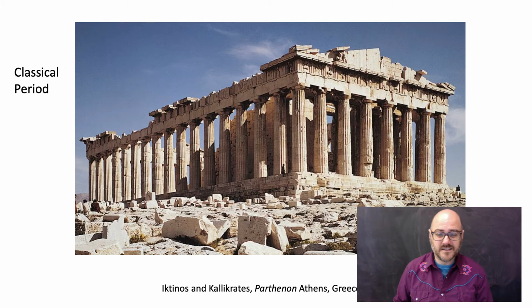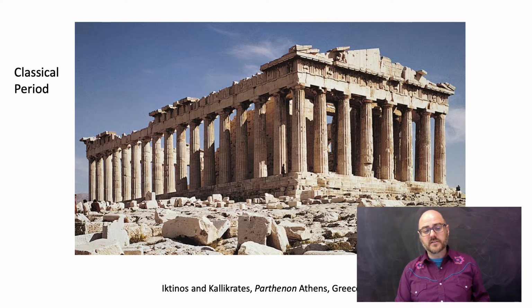And actually, it's under renovations, probably in y'all's lifetime. Maybe not mine, because I'm old. I'm getting old. You're still young. Probably in your lifetime, this will be finished. This will be completely restored.